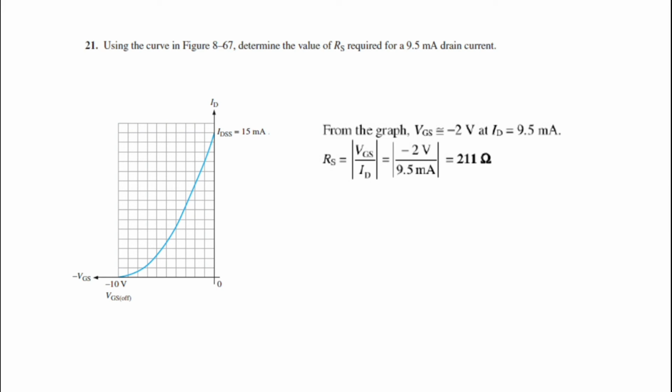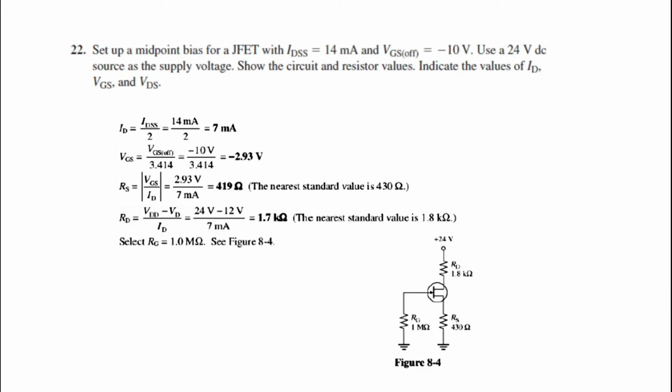Moving on to the next question, question number 22. Set up a midpoint bias for a JFET with IDSS equal to 14 milliamps and VGS(off) equal to -10 volt. Use a 24 volt DC source as supply voltage. Show the circuit and resistor values. Indicate the values of ID, VGS and VDS. So at midpoint your ID is equal to IDSS divided by 2, so you'll get an ID of 7 milliampere. That will be your ID at midpoint.